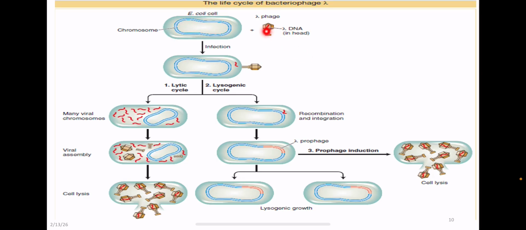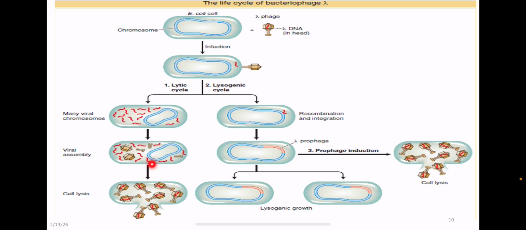When a virus infects a host cell, it injects its genetic material. Upon injection, based on conditions, the genetic material chooses between two pathways: the lytic cycle or the lysogenic pathway. The lytic cycle is more straightforward. The DNA, the genetic material of the virus, replicates in the host and the virus assembles.